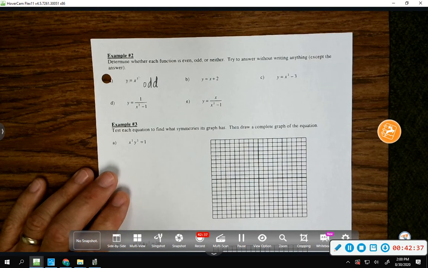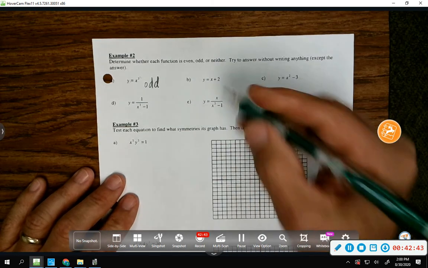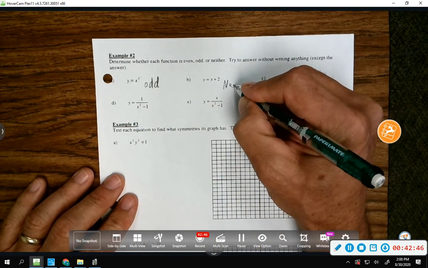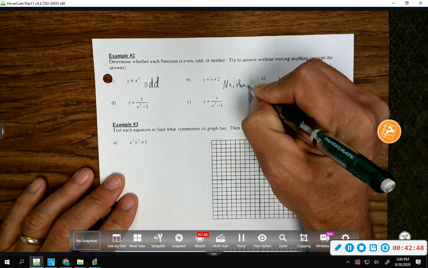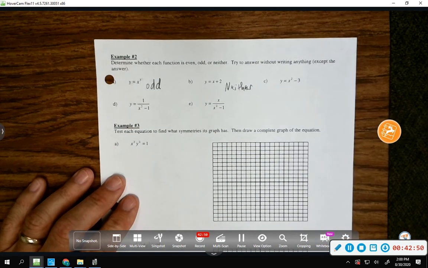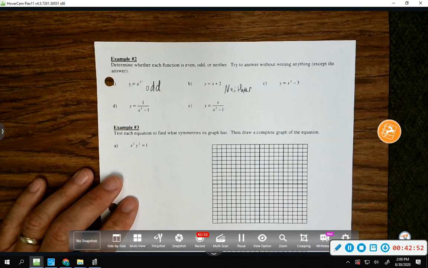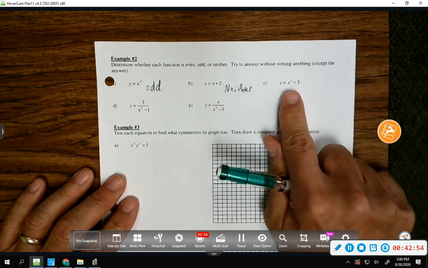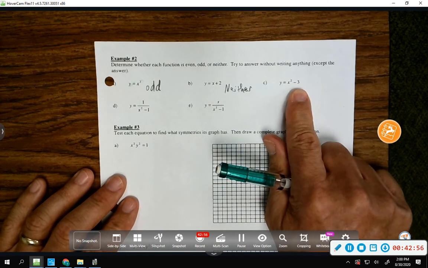There's no relationship. I didn't get the same thing back out, so it's not even. I didn't get the same thing but the opposite sign back out, so it's not odd. It's neither. And don't be surprised when the answer is neither. Most functions are neither odd nor even. But look, if I plug 1 in here, I get out negative 2. If I plug in negative 1, I get out negative 2.